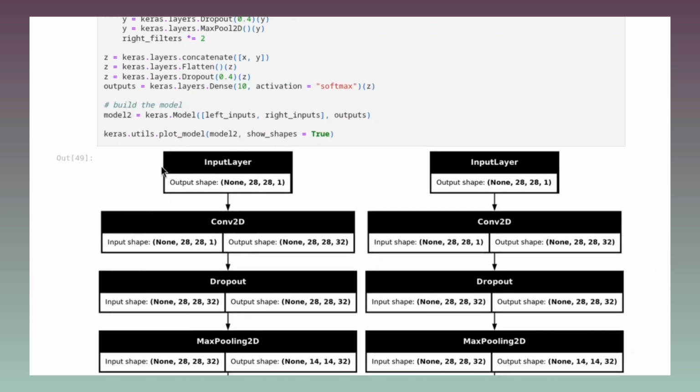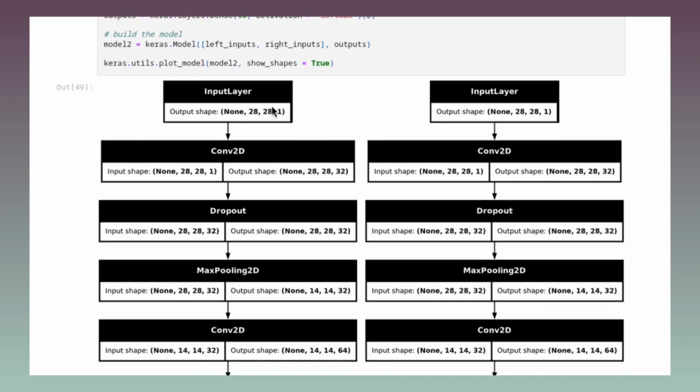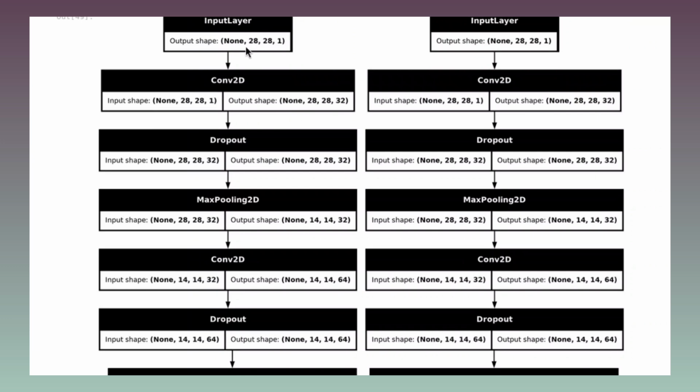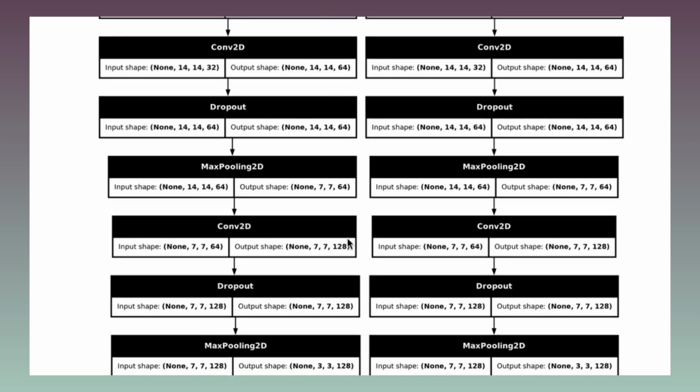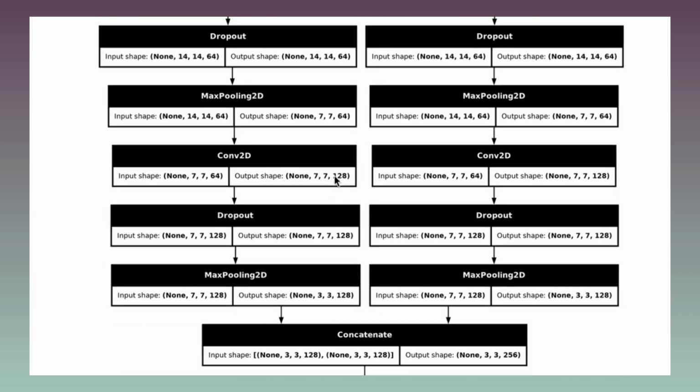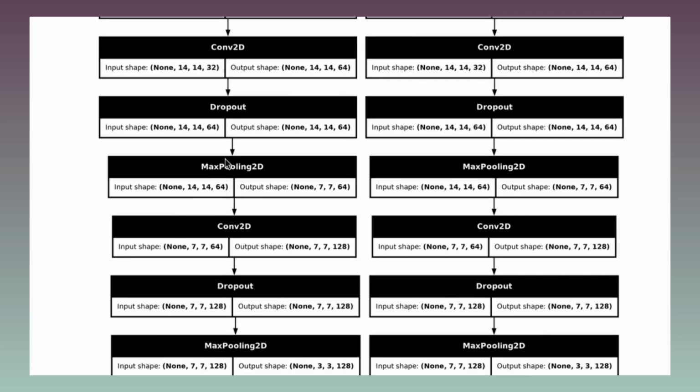After that, I have used keras.utils.plot_model just to show you. Notice that the input is the input layer 28 by 28 by 1, and then you have Conv2D, dropout, and max pooling. Here we are using 32, and then our filter size is increasing. Again Conv2D, dropout, max pooling with 64, and then again here we have 128. So we are repeating these three things again and again.